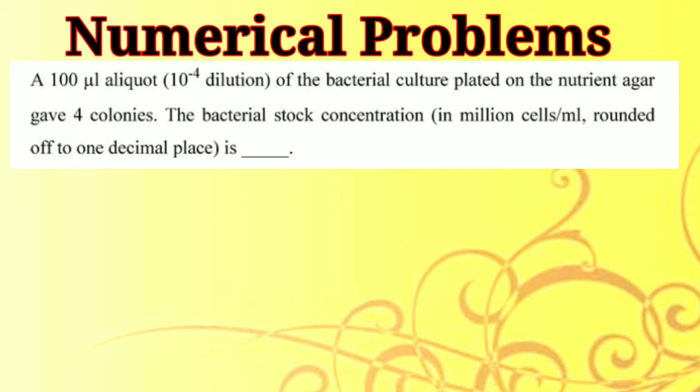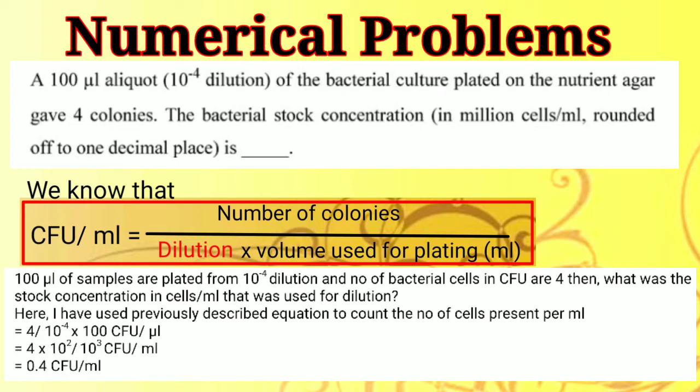Here 100 microliter of samples are plated from 10 to the power minus 4 dilution and number of bacterial cells in CFU are 4. Then what was the stock concentration in cells per ml that was used for dilution? Here I have used the previously described equation to count the number of cells present per ml. So 4 by 10 to the power minus 4 into 100, that means 0.4 CFU per ml.